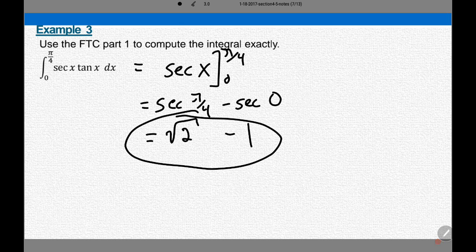So if you type in, there's a couple ways I'll show you. A couple people have already figured it out on Desmos, where you can actually type in this exact integral and it'll spit out a number, and it says 0.414, and some change, which is the square root of 2 minus 1.